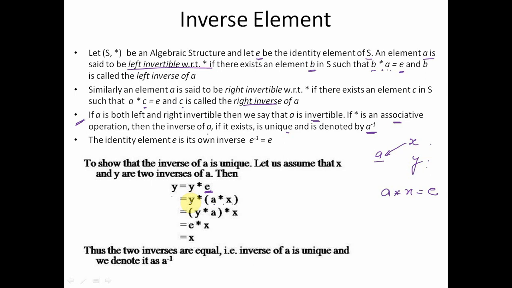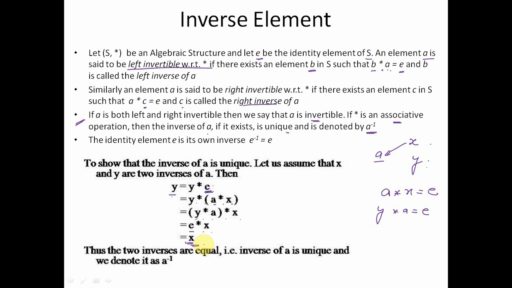So I write Y * E, and E can be written as A * X. As the operation is associative, I can write (Y * A) * X. Y is also an inverse, so I can write Y * A is equal to E. So Y * A * X is E * X. So E * X is equal to X. So I get Y is equal to X. That means both the inverses are equal.